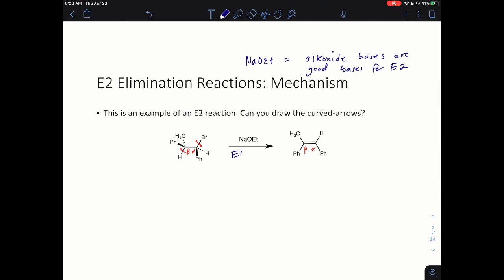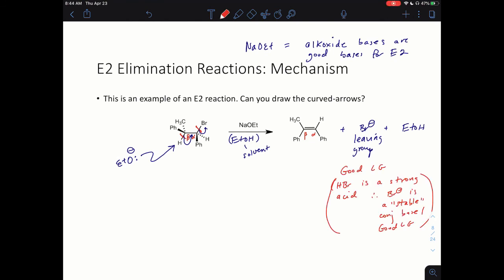Sometimes you'll see the conjugate acid as the solvent. Ethanol is the conjugate acid of sodium ethoxide, so don't be surprised if you see that. So let's show what happens. Sodium ethoxide, it's a strong base. It is going to deprotonate the beta hydrogen. Those electrons come down, and we end up with the organic product shown, the bromide leaving group, and ethanol.